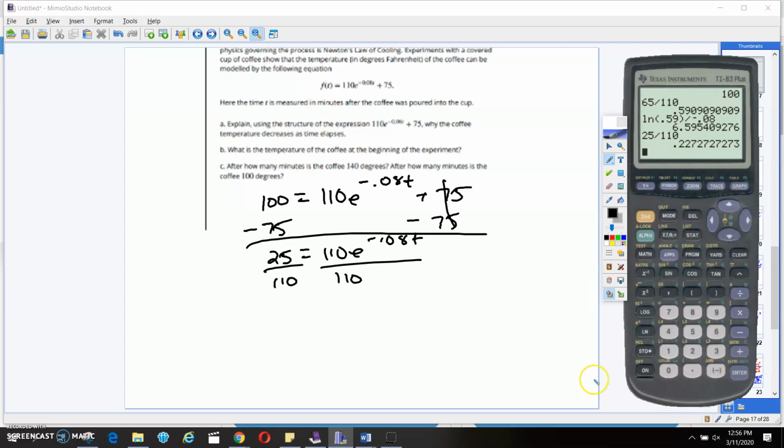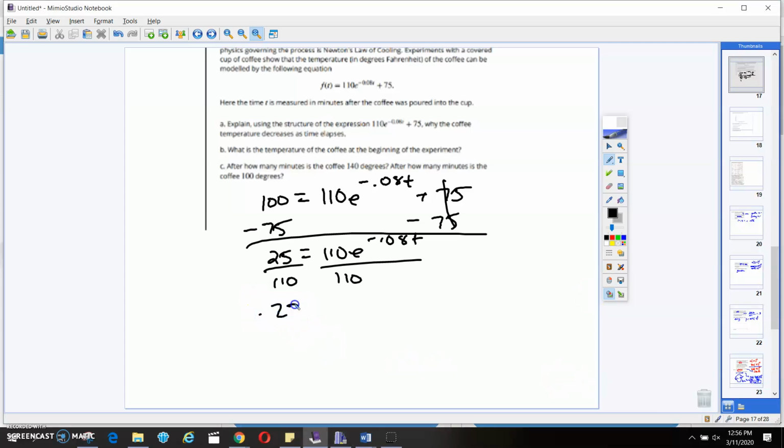Want to be 100 divided by? So it'd be 0.23 equals e to the negative 0.08 t. You're going to take an ln of both sides. So ln of 0.23 equals negative 0.08 t, because remember ln and e cancel each other out. Then you're going to divide by negative 0.08 on both sides.